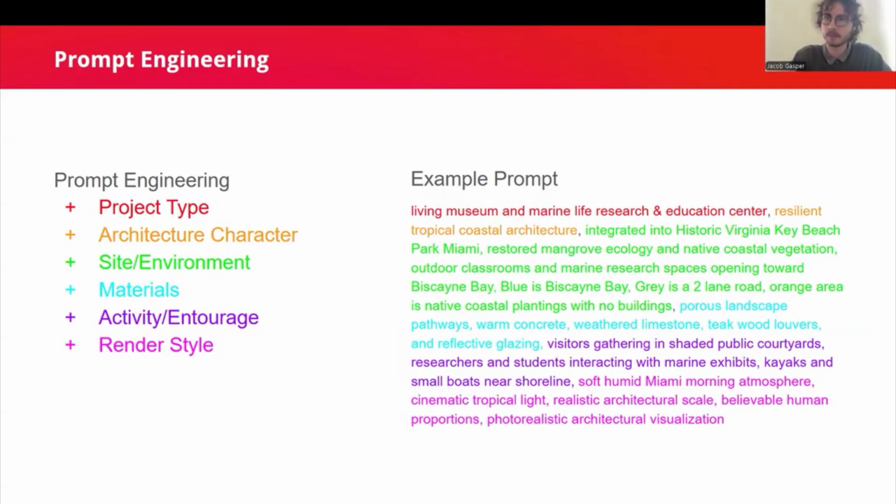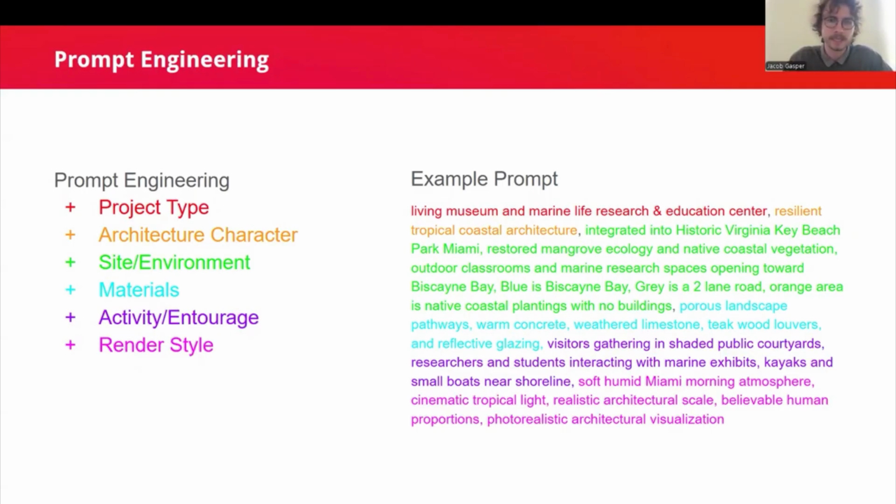Here is an example prompt that I did based off your project brief for this year's competition. First you want to talk about the project type. In this example, I just put it's a living museum and the Marine Life Research and Education Center. That tells it exactly what kind of project it is. Then we go into architectural character. So you want resilient tropical coastal architecture. Again, this narrows it down: what kind of architectural character does this project type have?